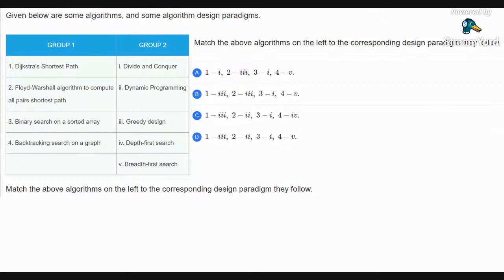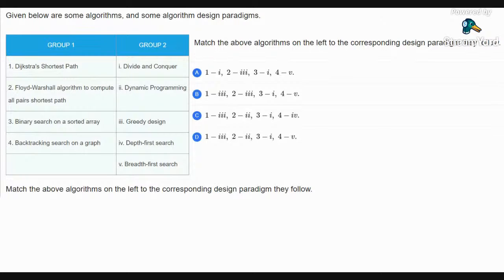Okay. Then the second is the Floyd-Warshall algorithm. Floyd-Warshall is based on dynamic programming. So 2 is mapped with this 2. So now we have only two options remaining, option C and option D. Option B is not selected because in option B, 2 is mapped with 3, and the Floyd-Warshall algorithm cannot be solved with the help of the greedy design approach. So two options are remaining, C and D.